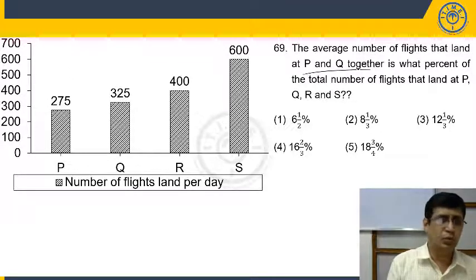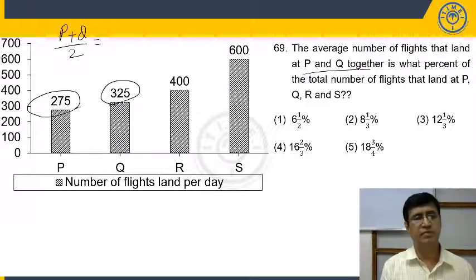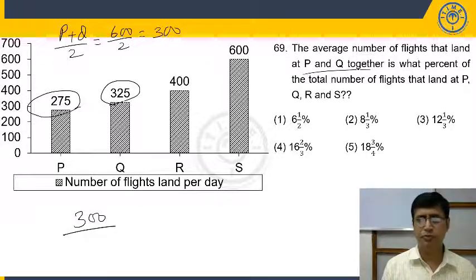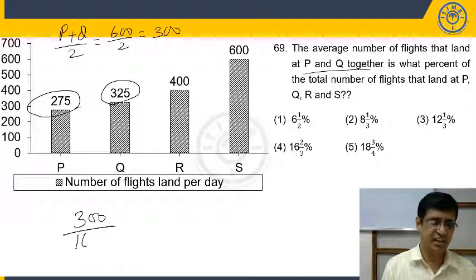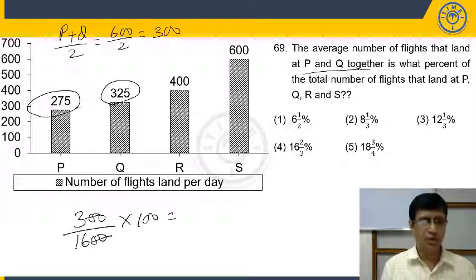Average of P and Q. How much is the average of P and Q? 325 plus 275, the sum of these two is equal to 600. Average means it is 300. The value 300 upon the total number of PQRS. PQRS means 600 plus 400, 1000 plus 600, 1600. So 300 by 1600 into 100. Now simplify this. How much is the value?